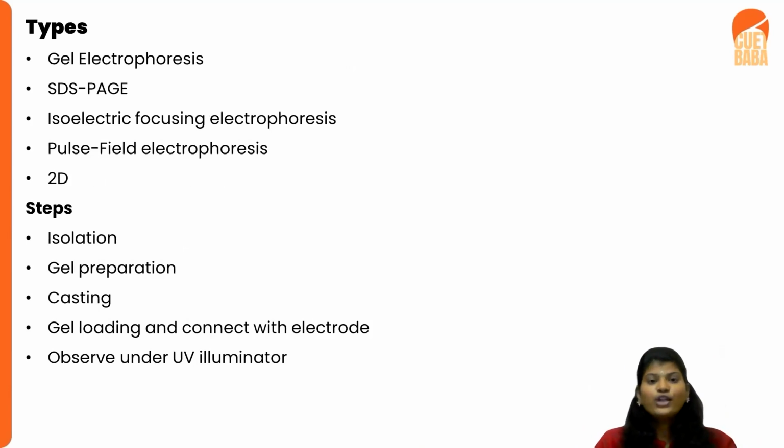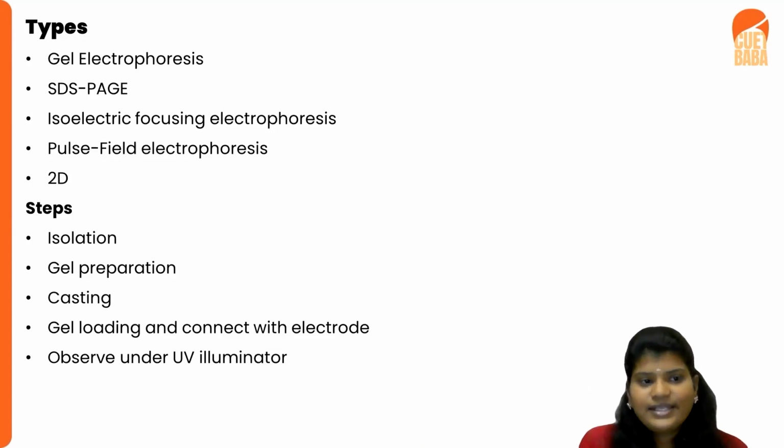The next we will move on to the types. There are a lot of types like agarose gel electrophoresis, SDS-PAGE, 2D (two-dimensional) electrophoresis, pulse field. Apart from this, capillary, immunoelectrophoresis, there are multiple types that have evolved. But the basic thing, we are mainly concentrating on the agarose and the SDS-PAGE.